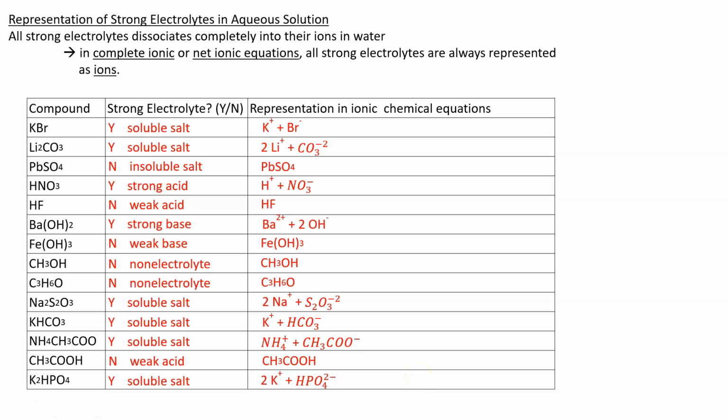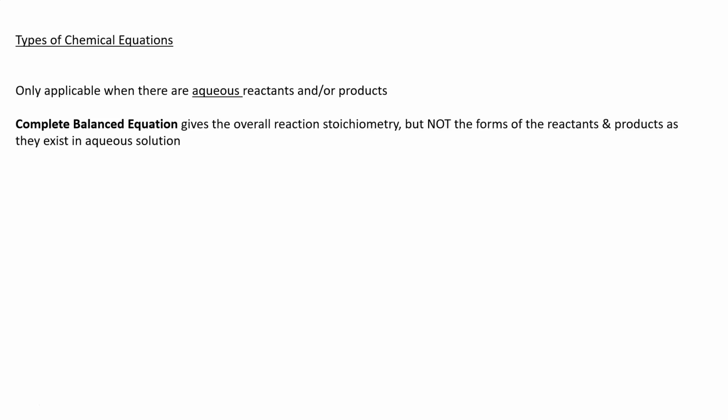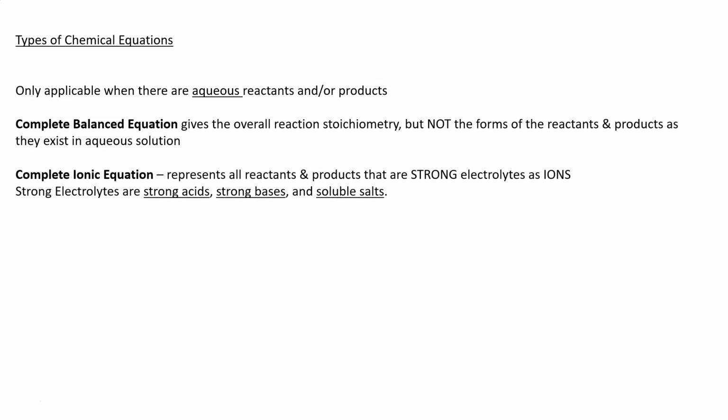Now let's apply this to some chemical equations. There are types of chemical equations that we're going to talk about today. This is really only applicable when there are aqueous reactants and/or products. We don't have to worry about it if they're not aqueous. So we have the complete balanced equation. That's what we're used to writing. It gives the overall reaction stoichiometry, but not the forms of the reactants and products as they exist in aqueous solution. Then you've got your complete ionic equation.